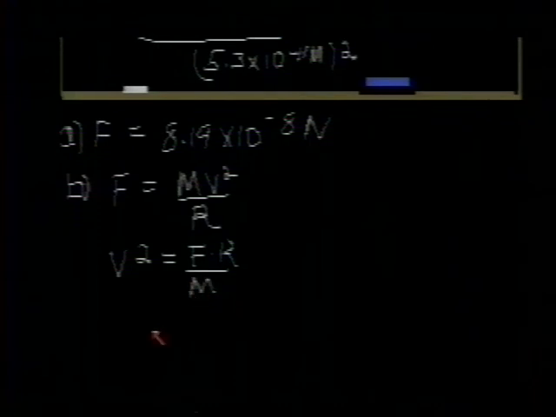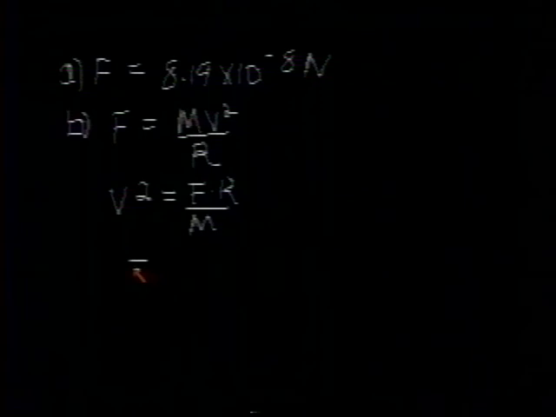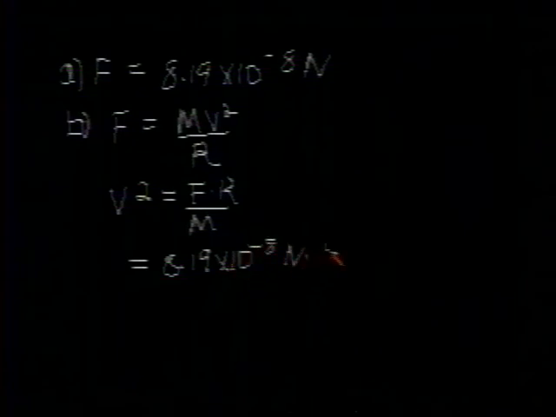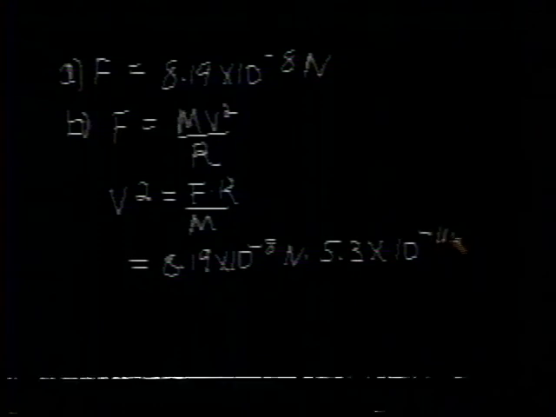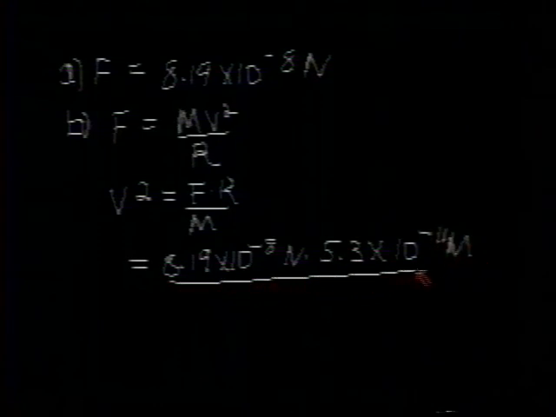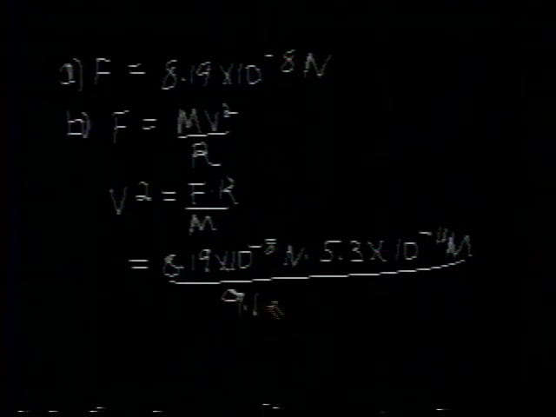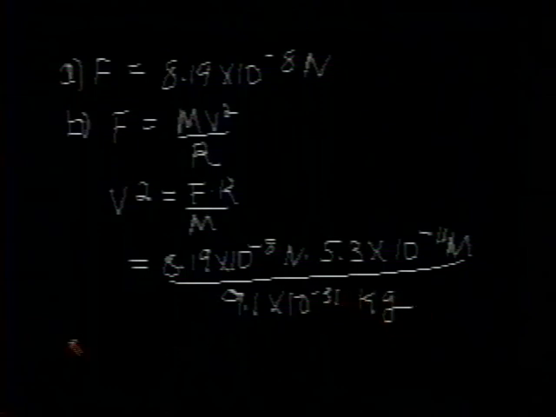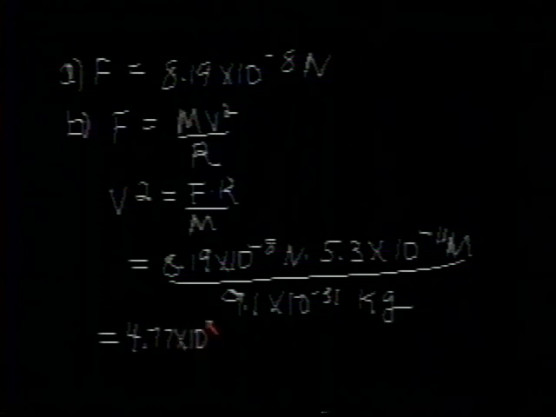Putting in values for these, we would have F, the force we just found, 8.19 times 10 to the minus 8 newtons, times the radius of the orbit, 5.3 times 10 to the minus 11 meters. Divide that by the mass of the electron, 9.1 times 10 to the minus 31 kilograms. And if you carry that out, you should find that this is 4.77 times 10 to the 12th meters squared per second squared.